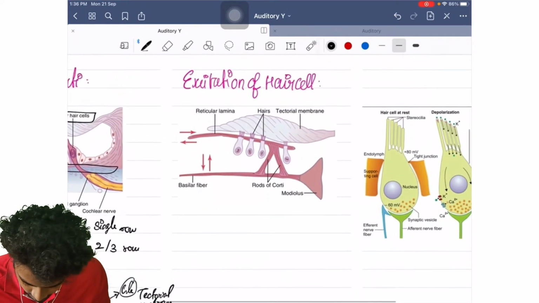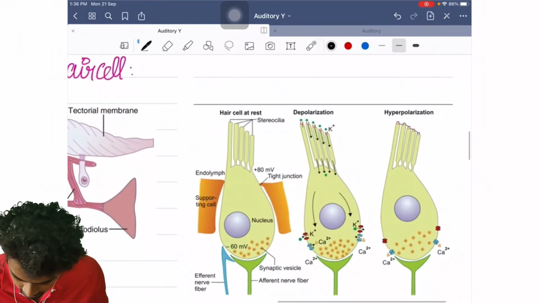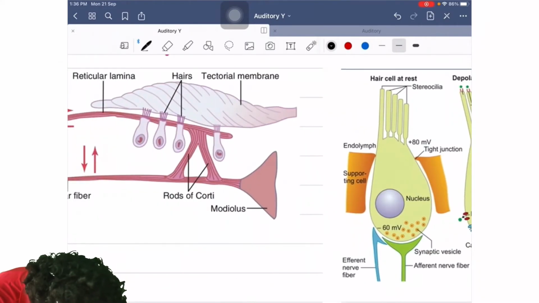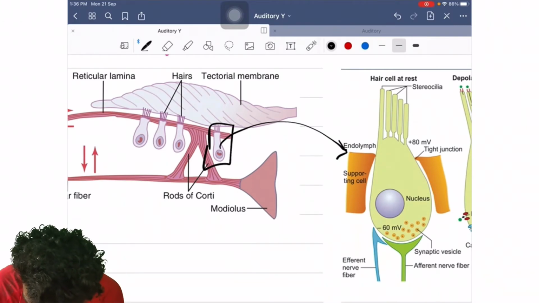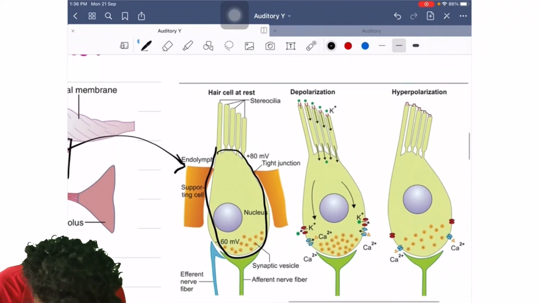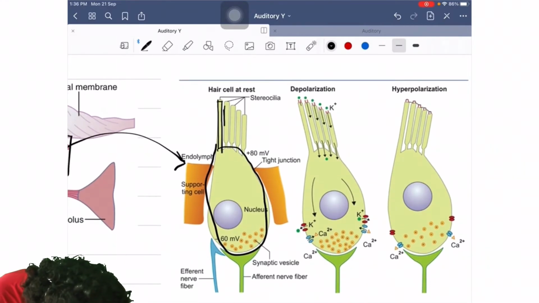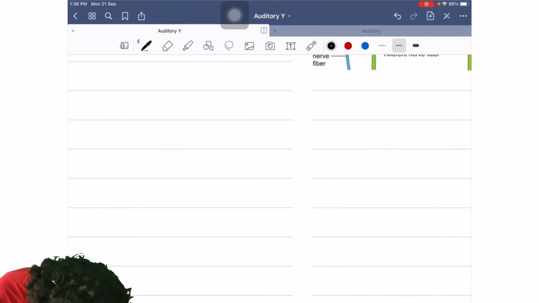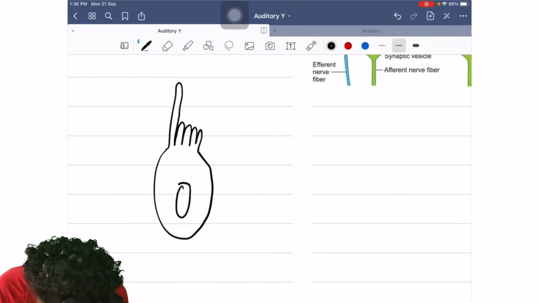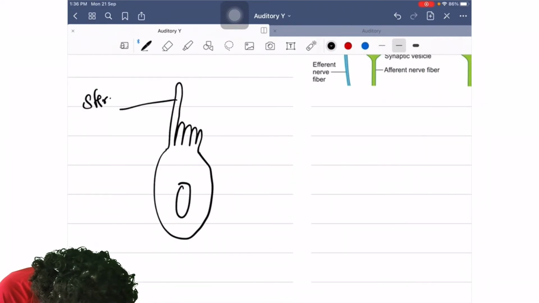Now let us see the magnified view. See, this is one hair cell. This is our inner hair cell. We are going to magnify this. This is one hair cell, and it consists of numerous cilia, and these are called the stereocilia.